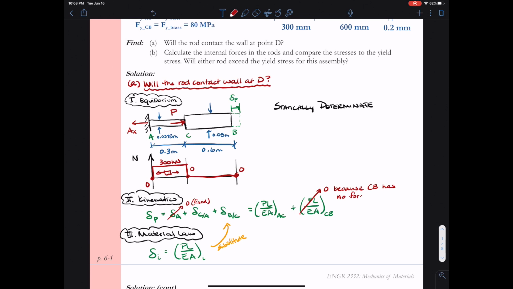So like I said at the beginning, CB is just along for the ride. It doesn't stretch, it doesn't compress. It just shifts to the right as segment AC stretches.